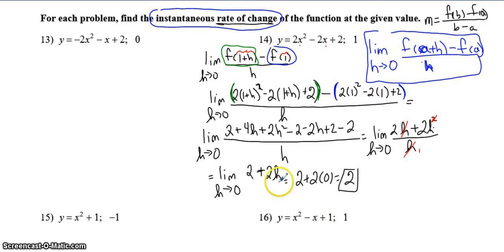I know it looks strange. I went through the algebra quick, but the setup is the key. In the algebra, you know, it just looks different with this limit on top of it. But it's still the same stuff, okay? So that's what we do in instantaneous rate of change. We use this limit. You're gonna see this limit a lot.